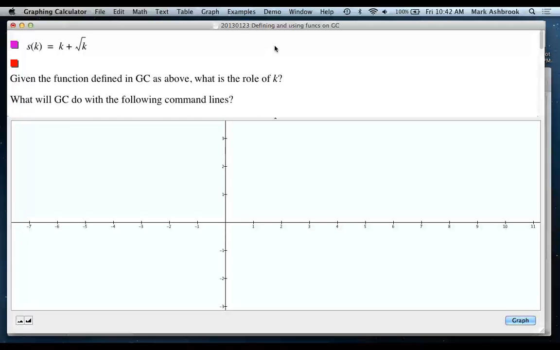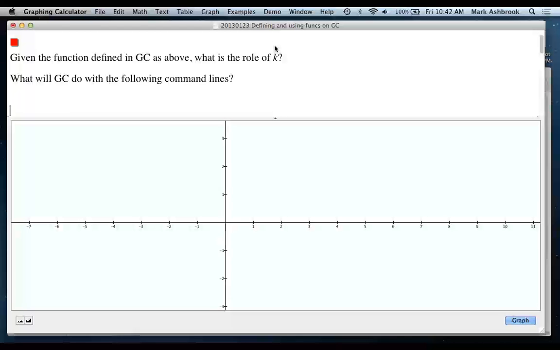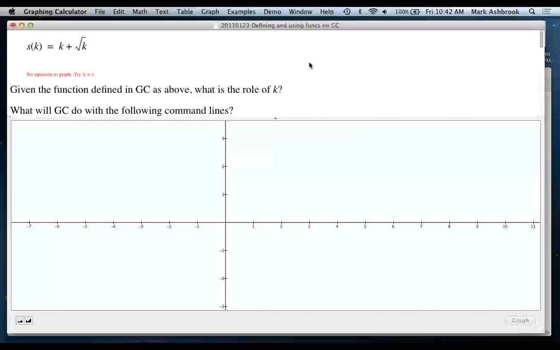So yeah, if I hit graph, nothing's going to happen. There's nothing to graph, okay? So what is the role of k in this command line? What does it mean?